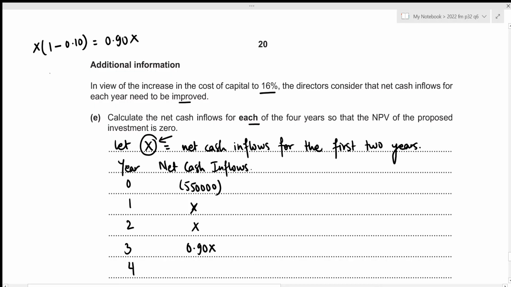Now for the fourth year, we again need to reduce this amount by 10%. So that is 0.90X, 1 minus 10%. So this is just going to be 0.90X times 0.90. So now the cash inflow for the fourth year is going to be 0.81X.